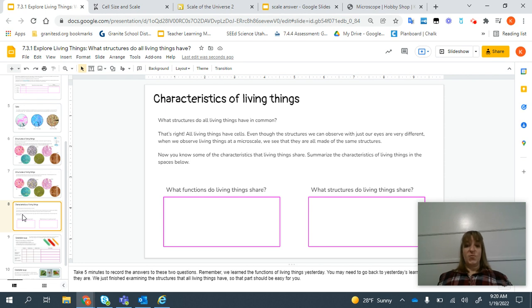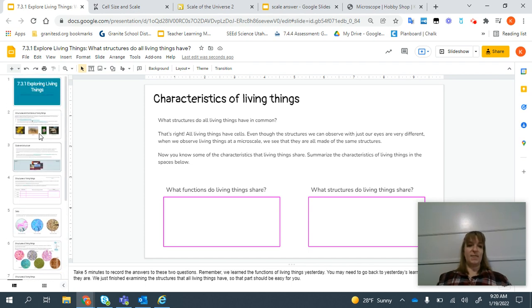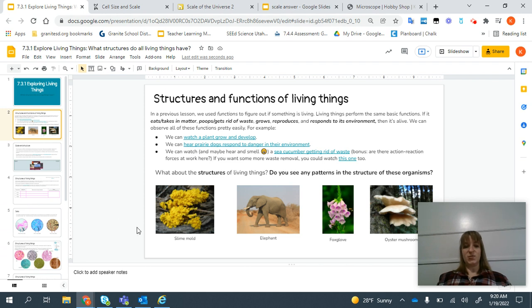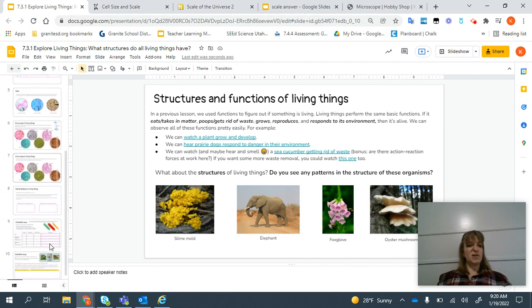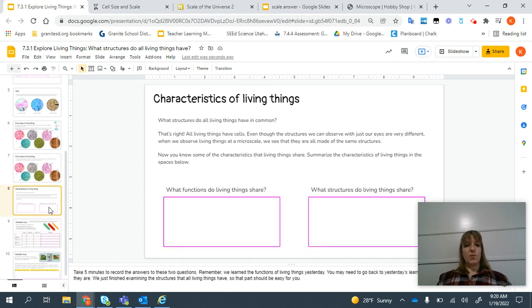So that is what I want you to get from this lesson, is that even though structures we can observe with our eyes seem very, very different when we looked at all of these organisms from slide 2, the slime mold, the elephant, the foxglove, and the oyster mushroom, they all look really different structure-wise. But when we look at them on a microscopic level, we can see that they all have one thing in common, and that is that they have cells.